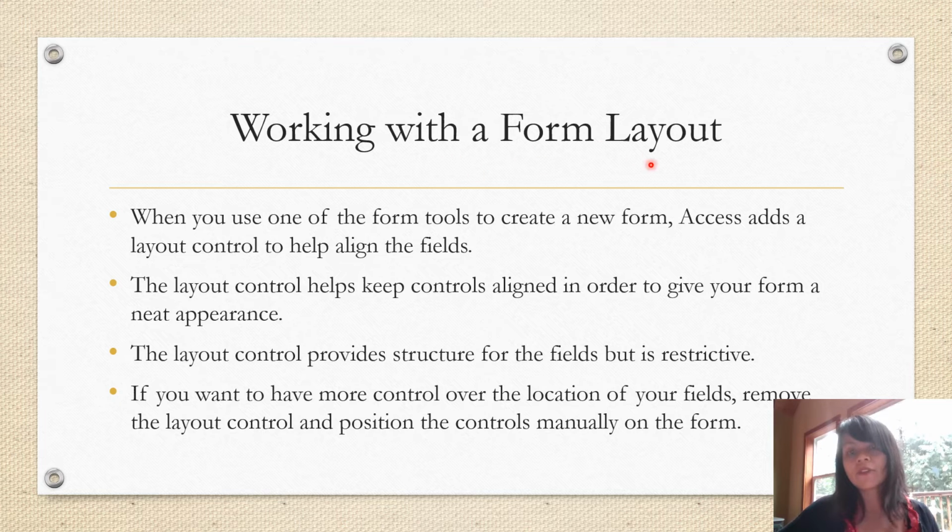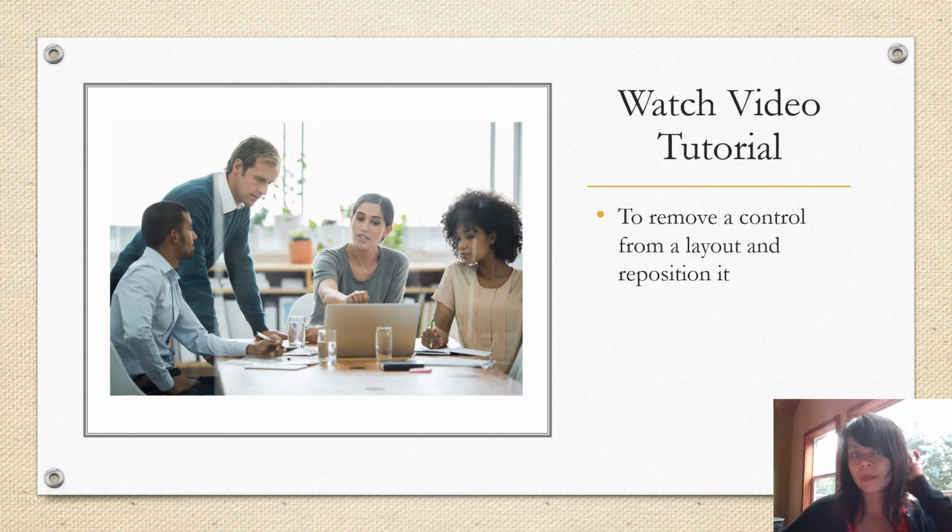Next, working with a form layout. When you use one of the form tools to create a new form, Access adds a layout control to help align the fields. The layout control helps the controls to be aligned in order to give your form a neat appearance. The layout control gives a structure for the fields, but is restrictive. So if you want to have more control over the locations of your fields, you can remove the layout control and position the controls manually on the form. So please watch the video tutorial on how to remove a control from a layout and reposition it.